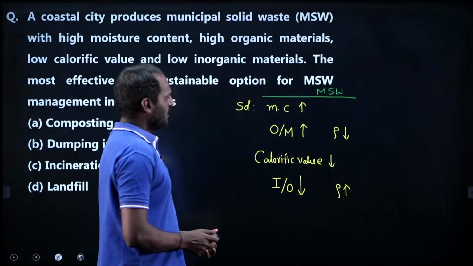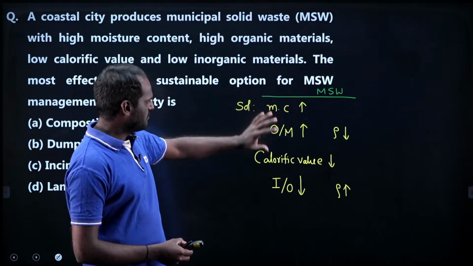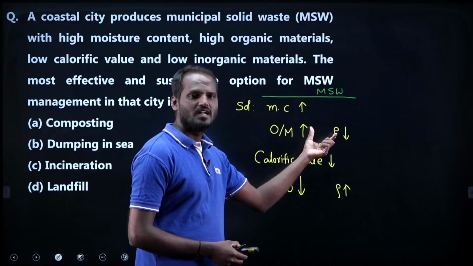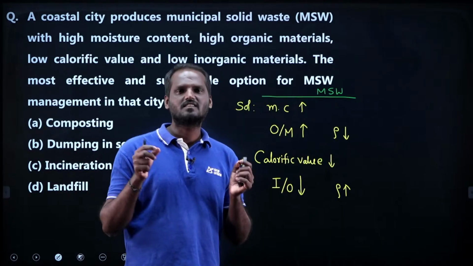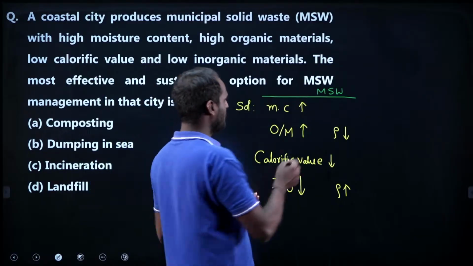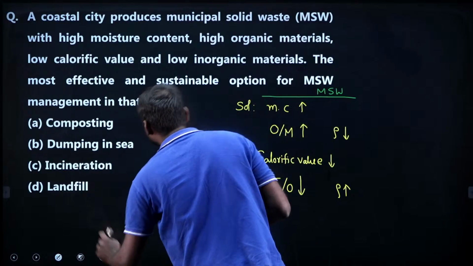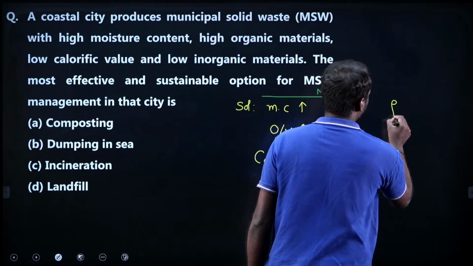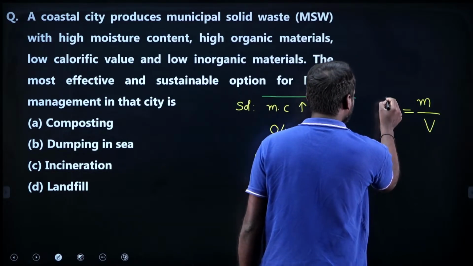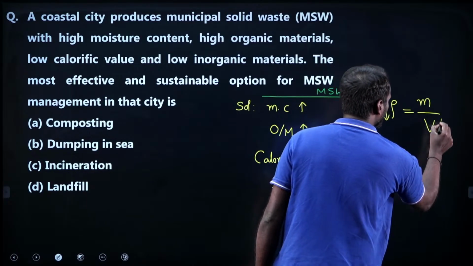It contains high moisture as well as high organic content. High organic material is having less density. If density is less, does it occupy more space or less space? Think logically. As you all know, density equals mass by volume. If density is less, it needs more volume.